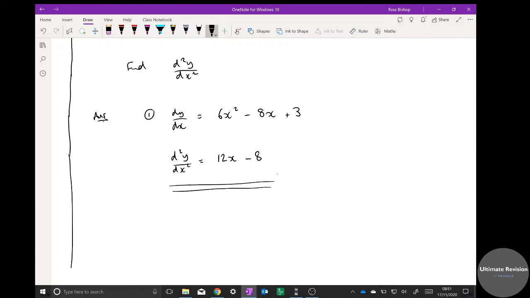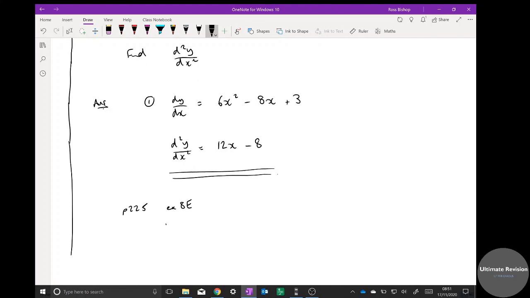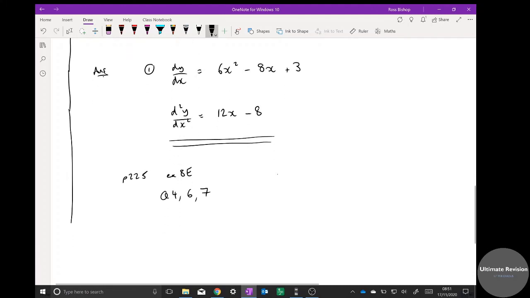Okay, bit more practice for you to do on that. So page 225 this time, which is exercise 8E, and can you do questions 4, 6, and 7? Okay, so not a super long session today, but please take your time to answer those questions carefully, and we're going to continue with the last session on calculus next time. So see you then.